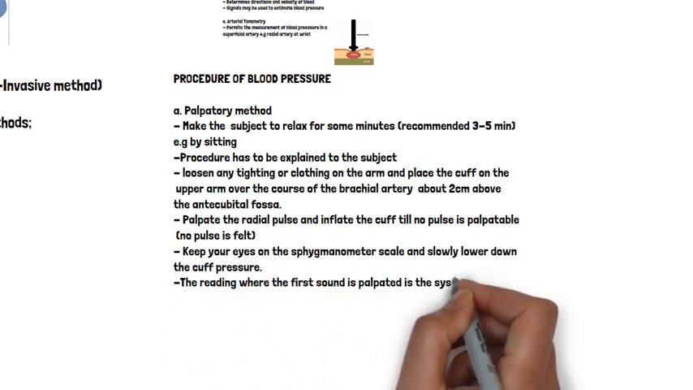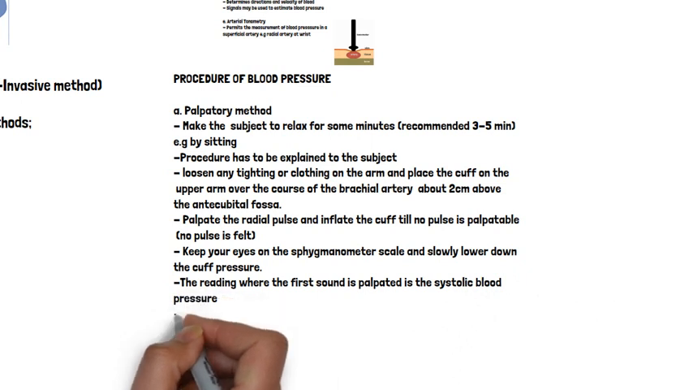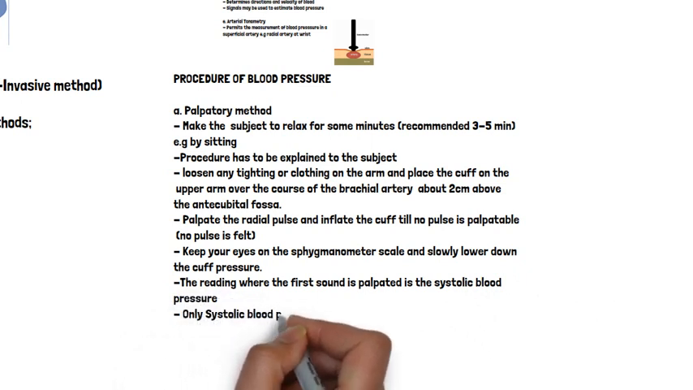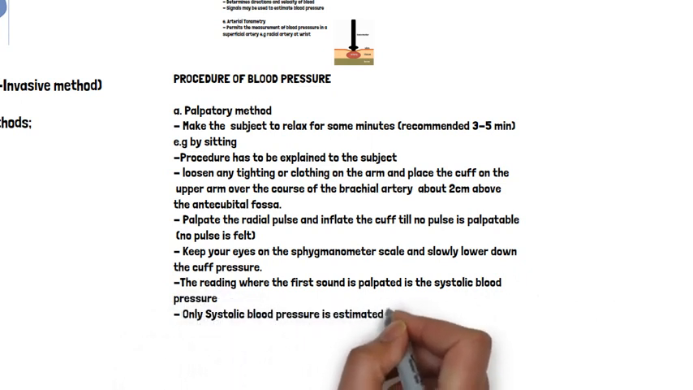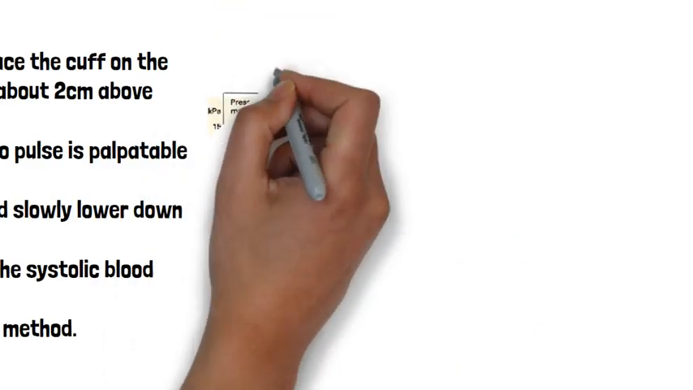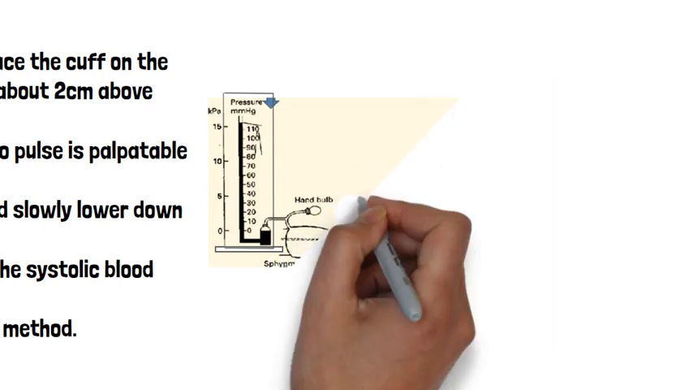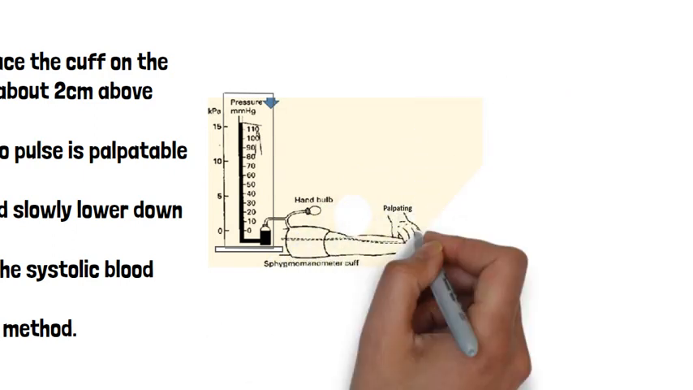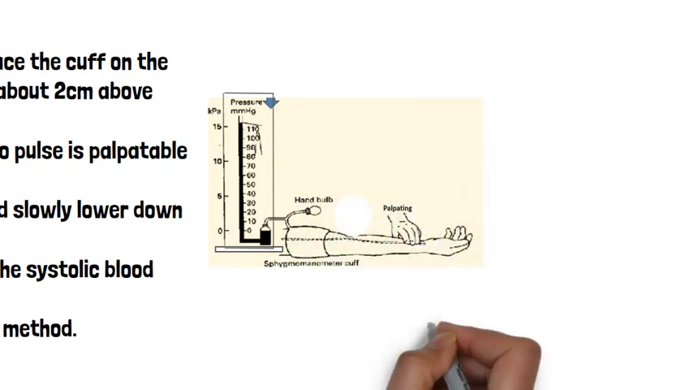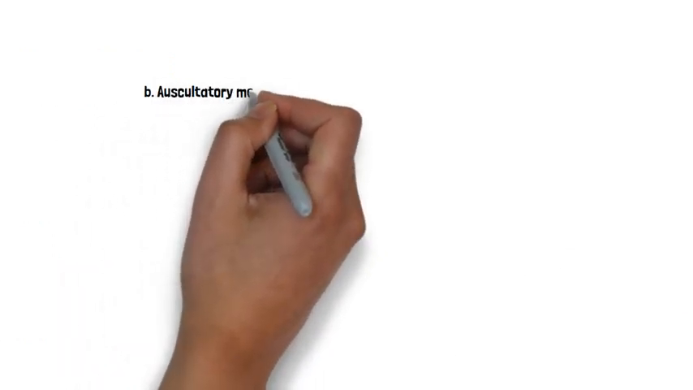Now keep your eyes on the scale and note the reading at the time you feel a pulse, and that is the systolic blood pressure, which is what can be estimated by this method. From that method, we move on to the auscultatory method. We were using the palpatory method in order to get just a glimpse of where the systolic pressure would be lying. Therefore, we move on to the auscultatory method.